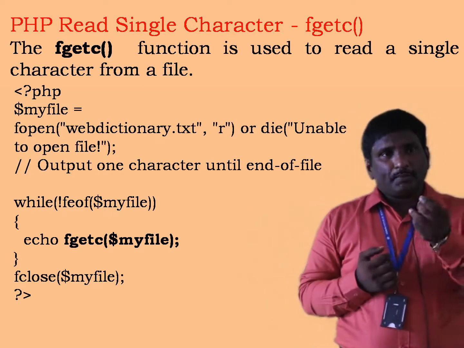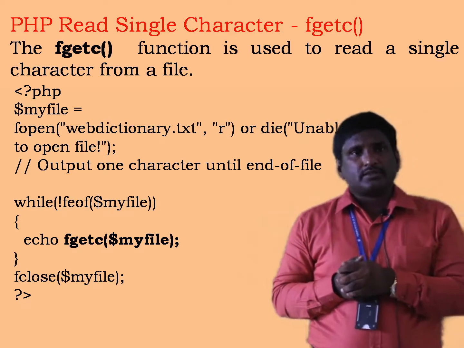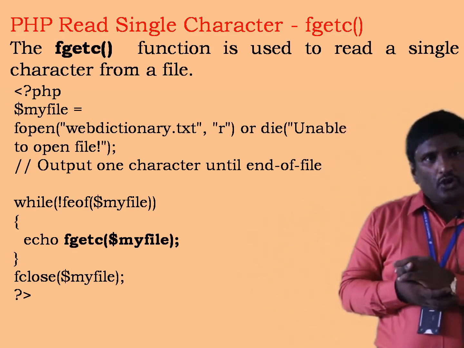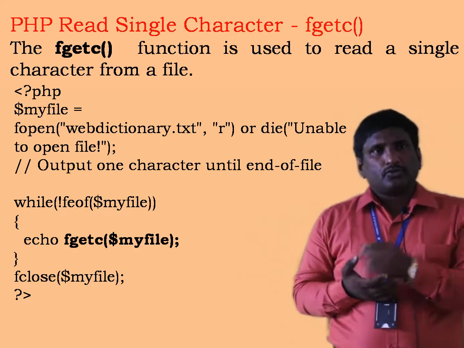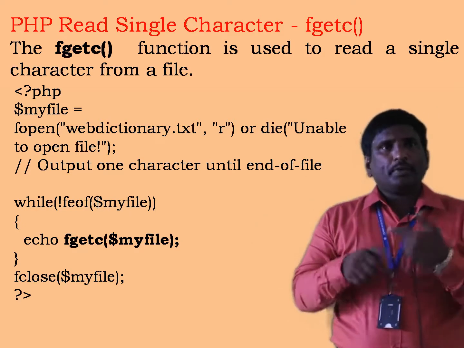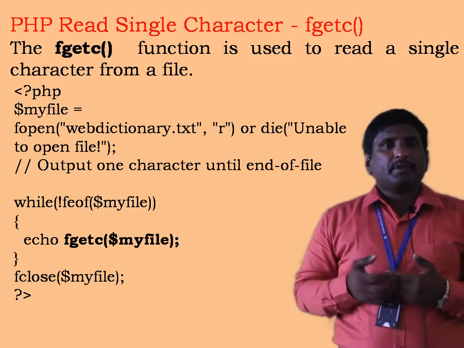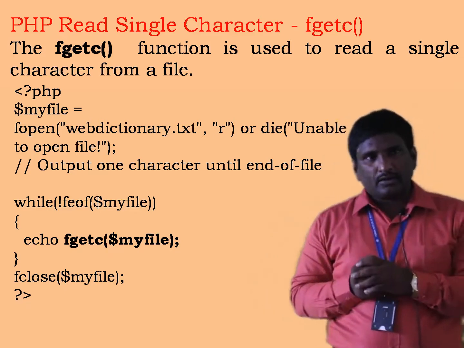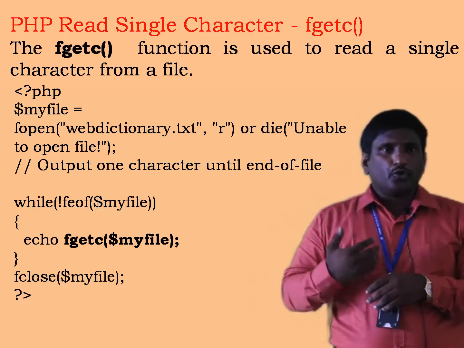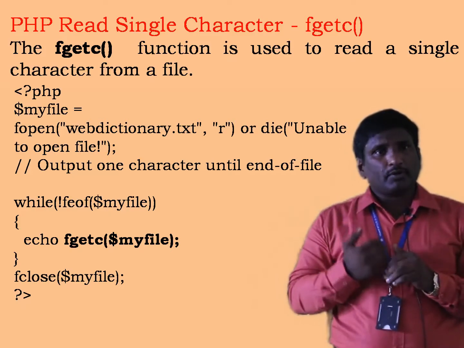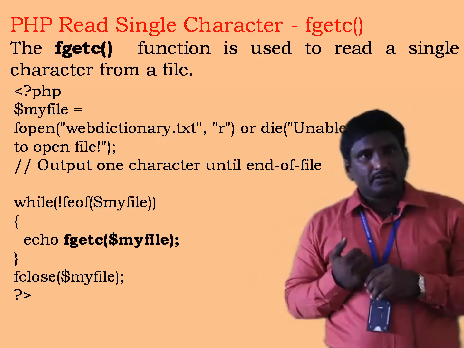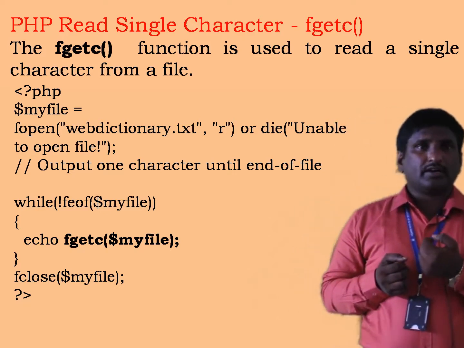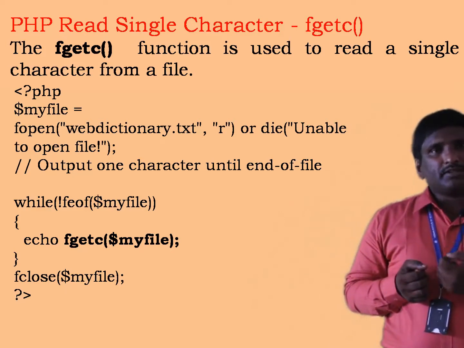First I need to open the file. After that, I need to check whether it is the end of the file or not. If it is not, that's what I have written in while. By using looping, I am reading the content from the webdictionary.txt file. Character by character it is going to be displayed as it is read from the webdictionary.txt. So in this way we are reading character by character from the file.